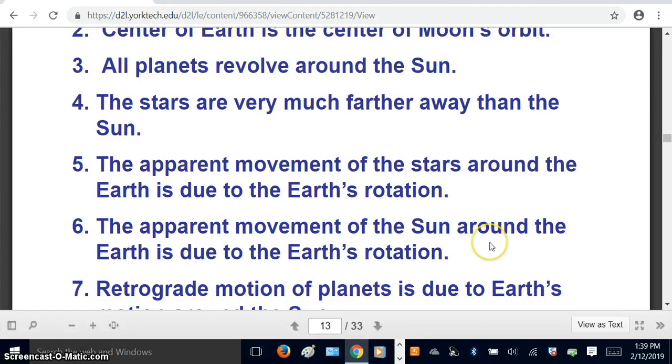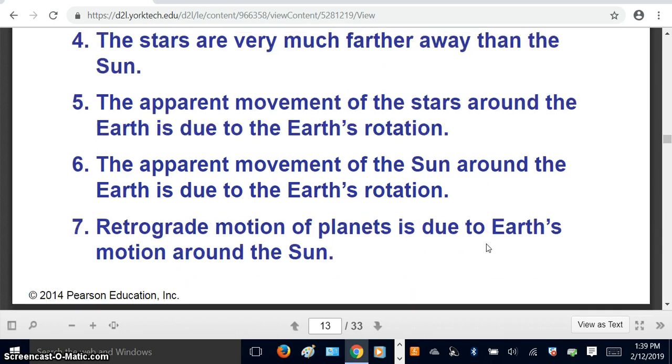The apparent movement of the sun around the Earth is of course due to the Earth's rotation, the same 24 hours. That's the motion that we observe, right? The sun rises in the east and seems to set in the west, but that's really us rotating counterclockwise, if you will. If we were looking down at the solar system, we're rotating about our axis counterclockwise, and we're also going around the sun in the same direction as well.